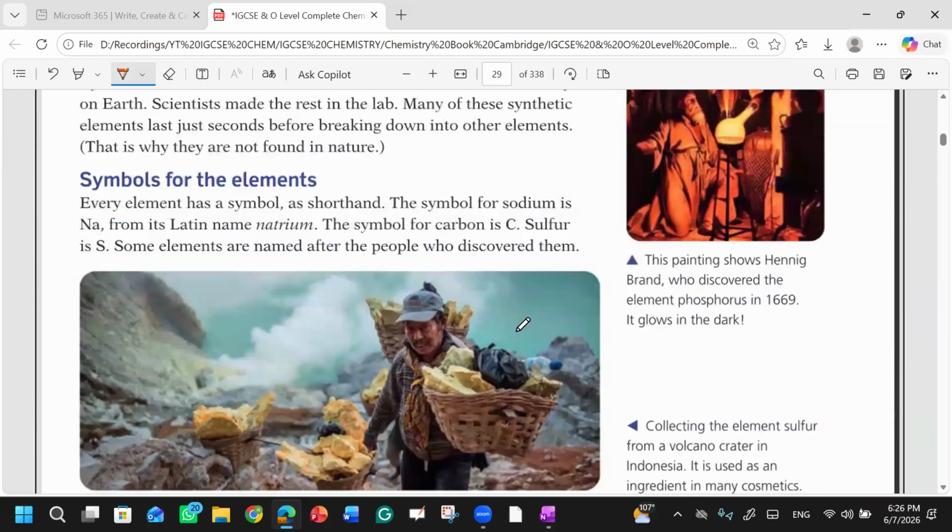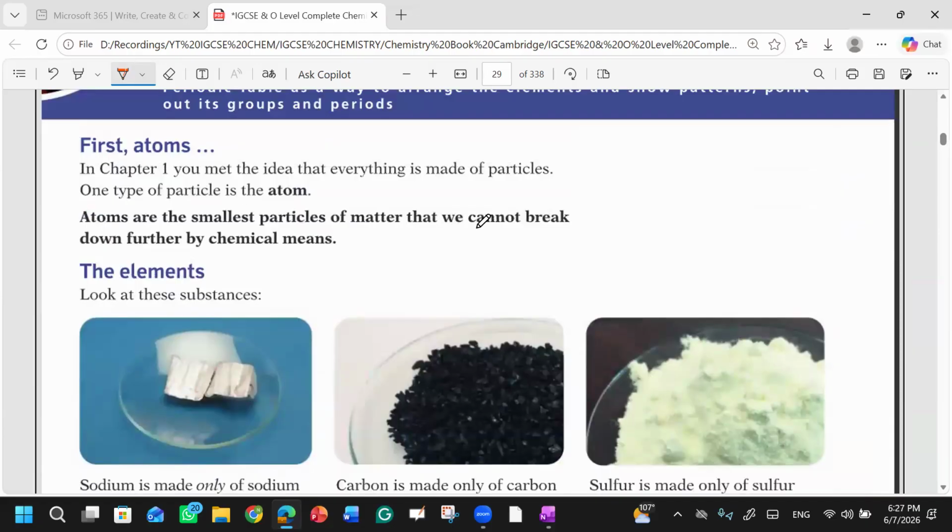Yeah, that is also right. But an atom is the smallest particle that makes up matter, which we cannot break down further by any chemical means. So it means an atom is the smallest particle. Then how are elements formed from the atoms? Elements are formed because one type of atom gets together and then the atoms make an element.